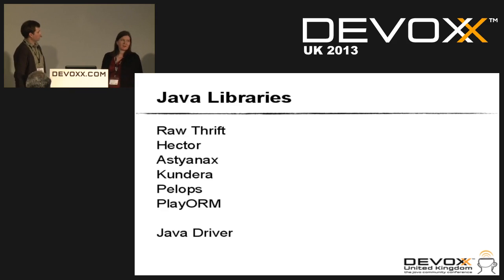So we're at a Java conference, so it's probably worth mentioning the Java libraries. When Cassandra was first developed, you used to access it through a raw Thrift API. That was the way of speaking to Cassandra from your client. And I don't know if any of you have worked with Thrift, but it's quite verbose. It's not very fun to work with. It's very clunky.